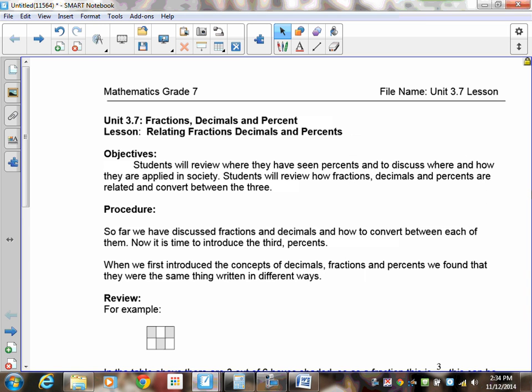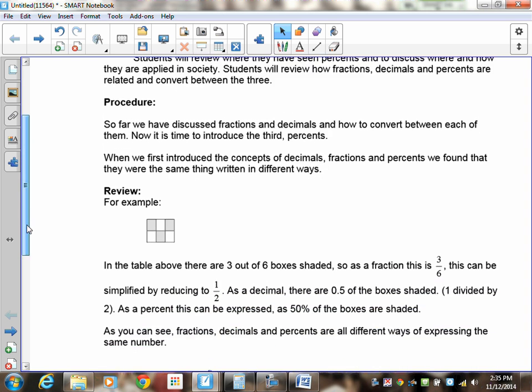All right, welcome to lesson 3.7 on the fraction, decimals, and percent topic. We are going to be relating fractions and decimals and percents again. We started in 3.1 and 3.2 and did a little bit of this stuff. So now we're going to go a little bit more into the percent side of things. So we're going to work with some percents as they apply in society, and then students will review how fractions, decimals, and percents are related and do some converting between the three.